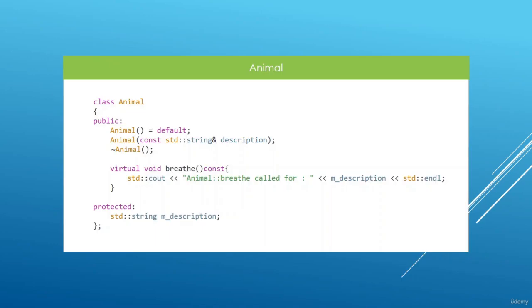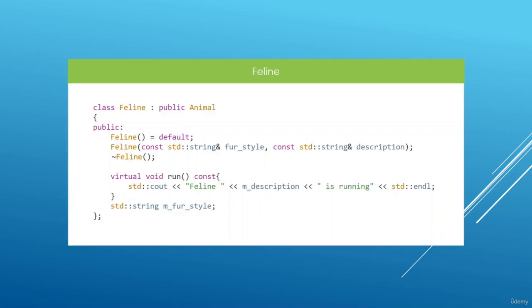We are going to set up our animal class like this. Nothing really special here. Notice that the destructor is a regular destructor. We will derive from animal and create a feline class, which is going to set up its own virtual function, which is going to be run. If you want, you can override the breathe method, but we don't want to do that here because we just want to focus on the destructors and the order in which they are going to be called.